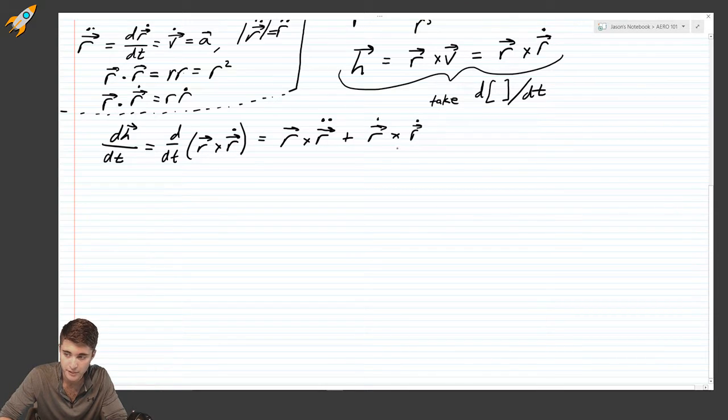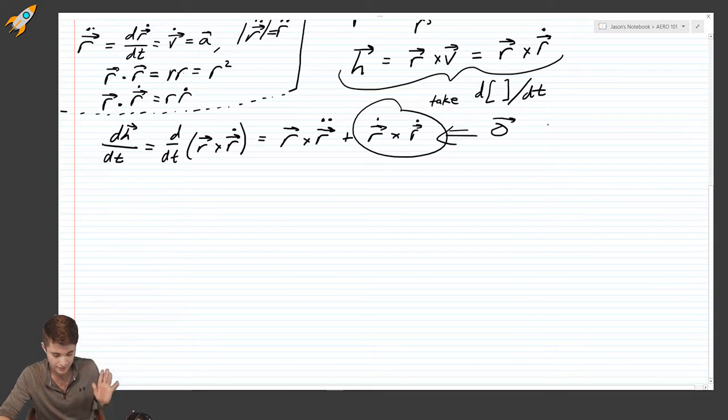As you probably know, a vector crossed with itself is actually just zero. And it's a zero vector. It's not a scalar term. It's a zero vector, but it's zero.